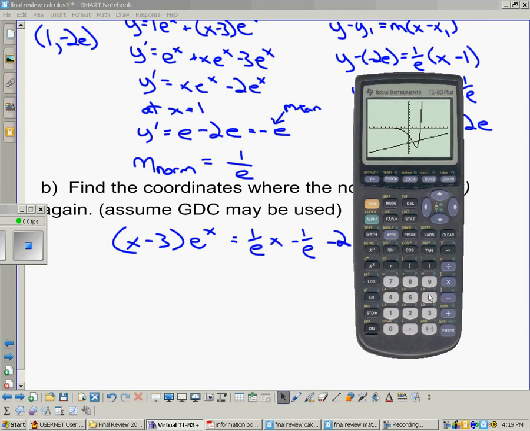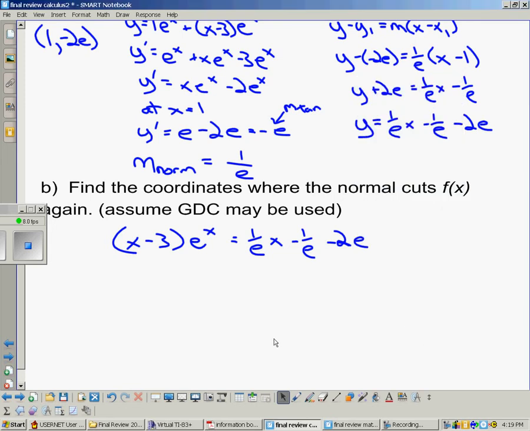There we go. So you can see right around here that we've got that point of intersection at 1, negative 2e. Here's the other point of intersection we're looking for. Second calc, intersect, first curve, second curve. Let's guess, it looks like it's around 3-ish. And we get this point of intersection at 2.66, negative 4.82.